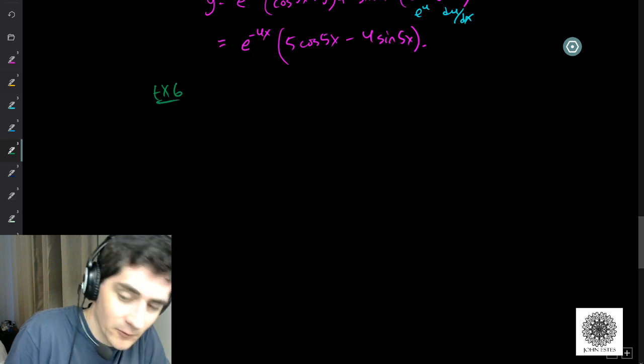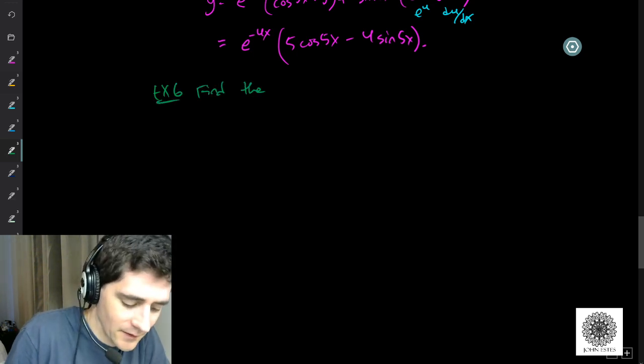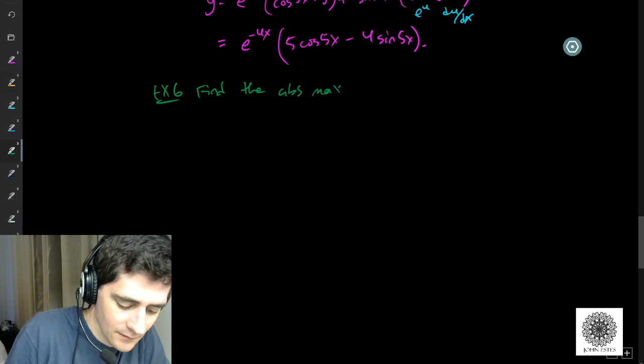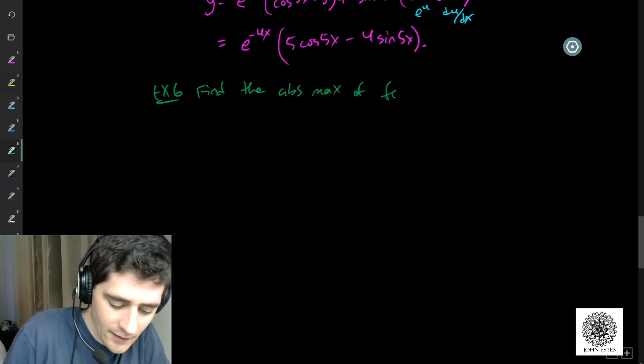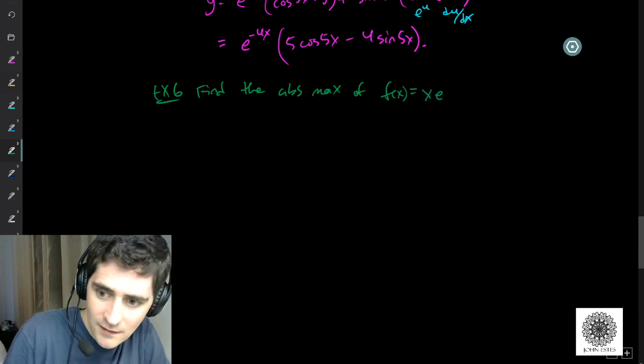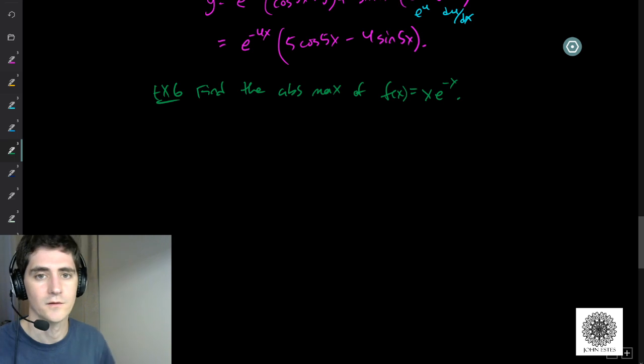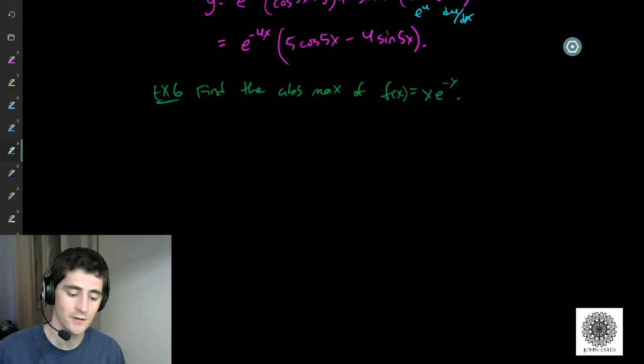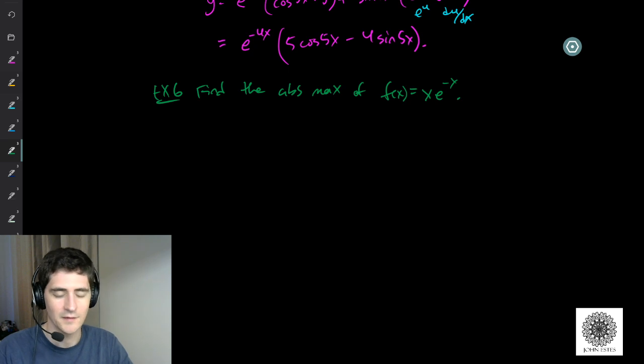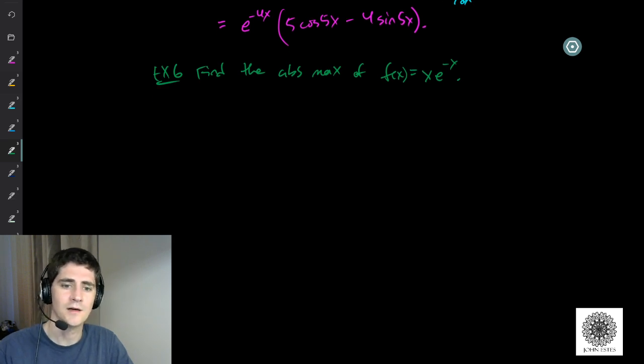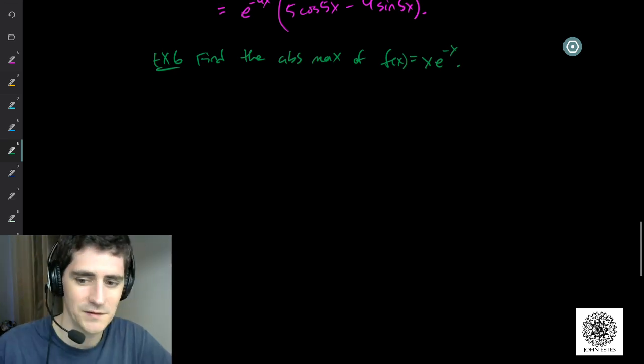Example 6. I want to find the absolute max of f of x equals x times e to the negative x. So this is like a calculus 1 question, but now we have some stuff we couldn't do in calc 1. And the absolute max, how do you do that? You take the derivative, find your critical points, find where your derivative equals 0, and then test to see if it's a min or a max using the first or second derivative test. Since it says absolute max, we need the highest of all the local extrema. Let's see how we do this.